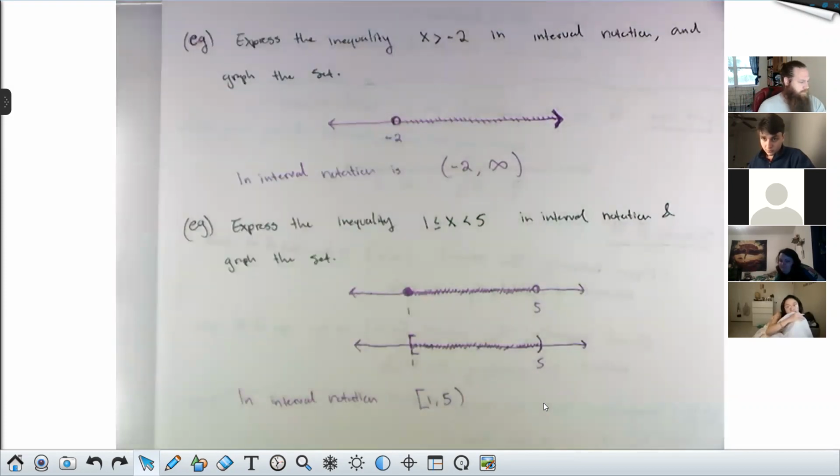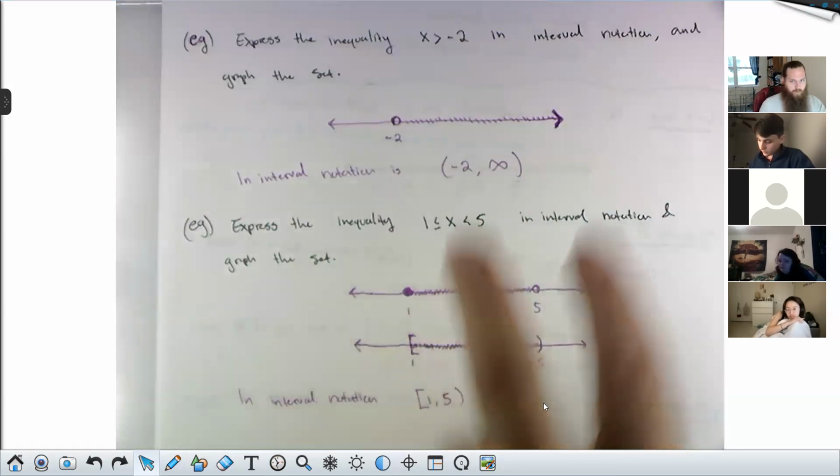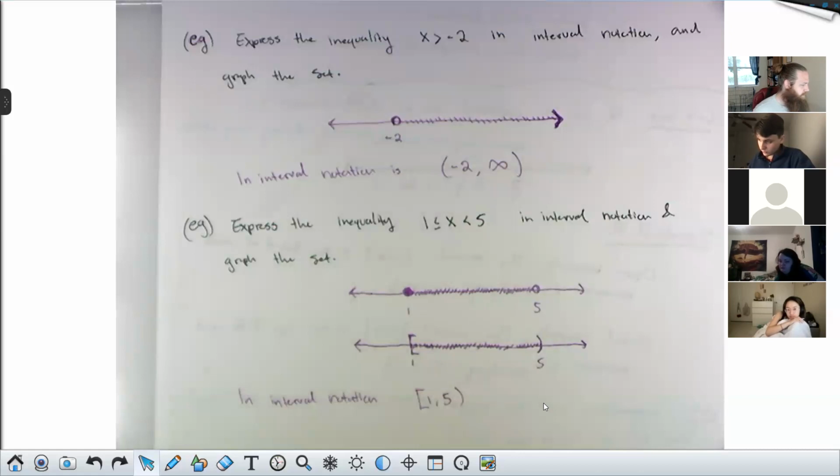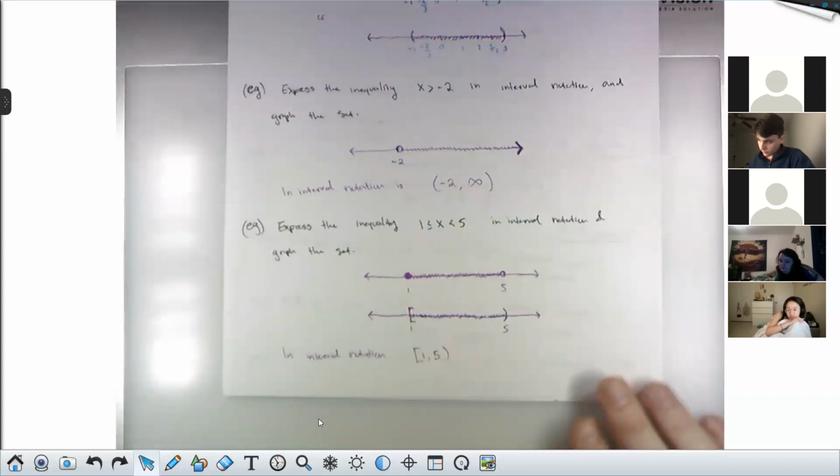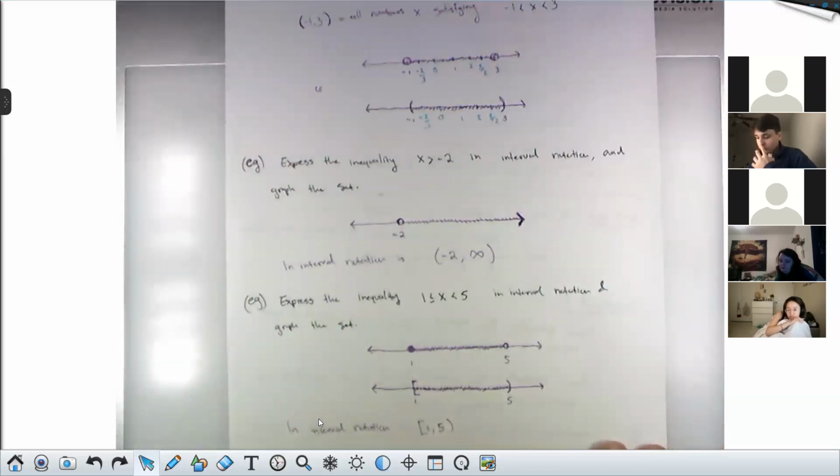This time I'll give you something that is not kind of a single chunk, right? These are all what we call connected sets, where the whole set is just like one piece. You can express disconnected sets in interval notation also. Before I move on, are there any questions on these examples?